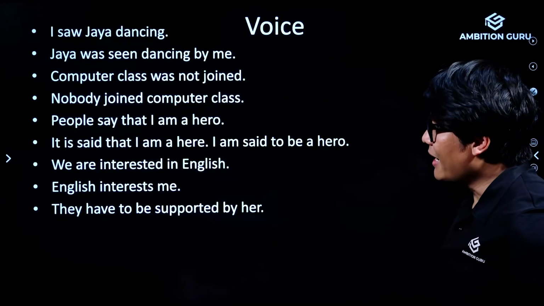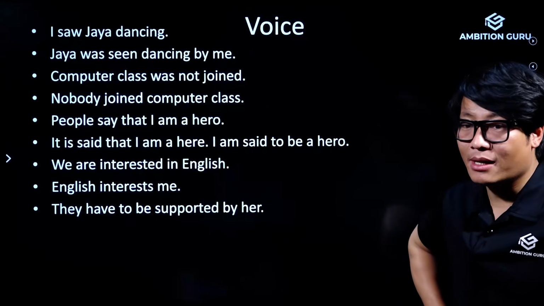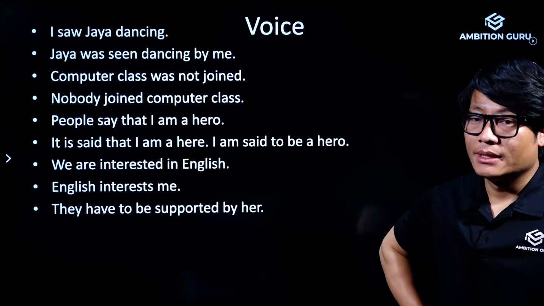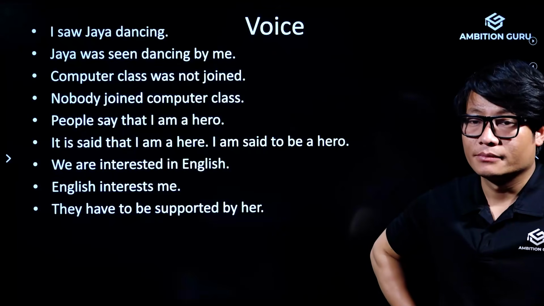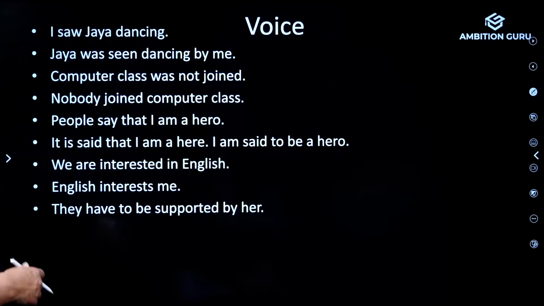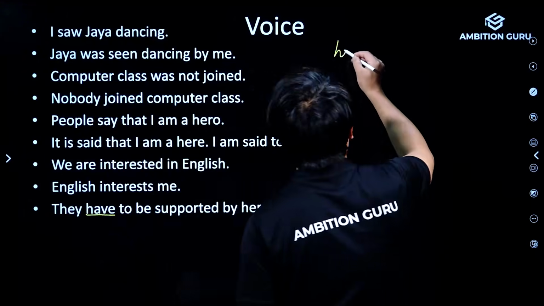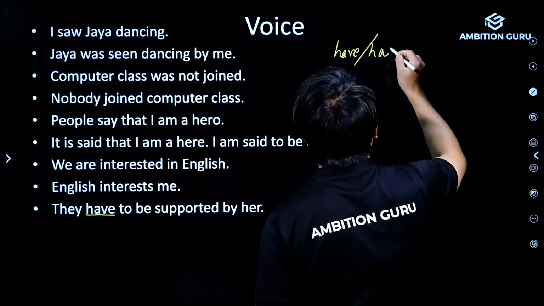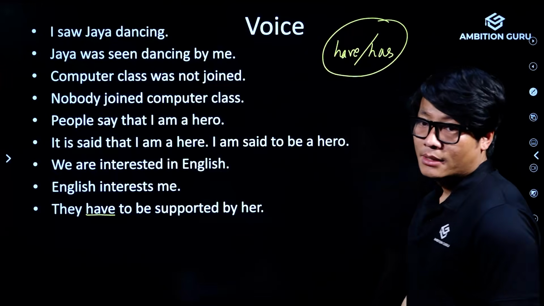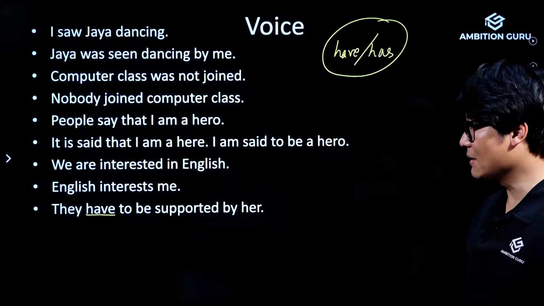Next question. They have to be supported by her. They have to be supported by her. Now, what's its answer? Okay. Remember, always remember, when there is a be verb and have, have and has are always together. Now, what's the answer? They have to be supported by her.